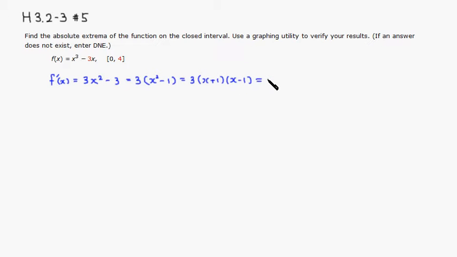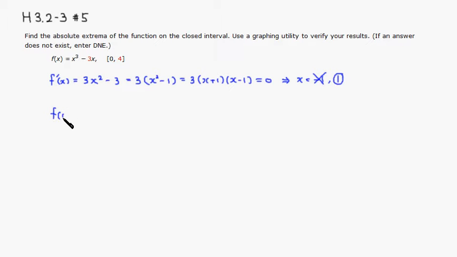Then we set that equal to 0, and this will give us critical numbers. The first one is x equals -1, then x equals +1 as well. But since we are looking at the interval from 0 to 4, even though -1 is a perfectly good critical number, we are not going to look at it. So we look at 1 and also the endpoints 0 and 4. We just look at all possible places.